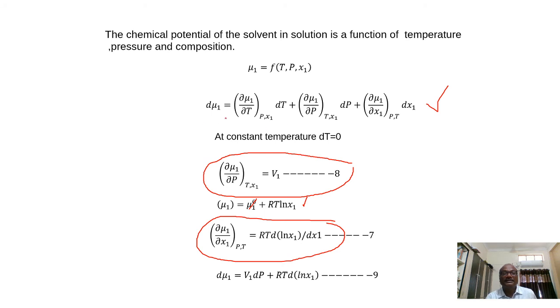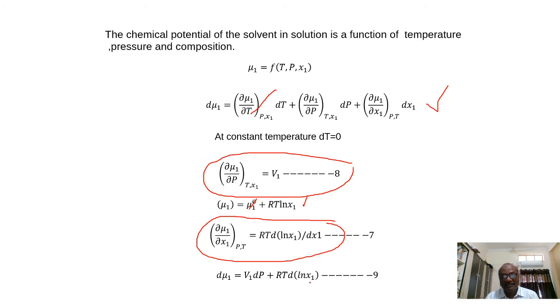Okay, so dμ1 is equal to... the first term becomes 0. Why? Because the temperature is constant, so dT is 0. What is ∂μ1/∂P? We said V1 into dP. And ∂μ1/∂x1, what is the value we got? RT d ln x1 by dx1, so RT d ln x1 by dx1, and dx1 will get cancelled. Finally we get RT d ln x1. Here ln means base e.